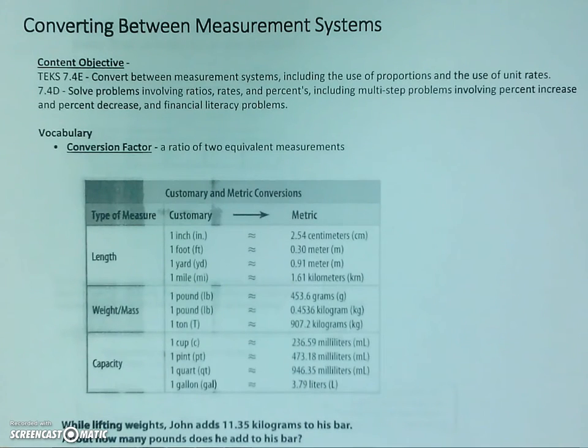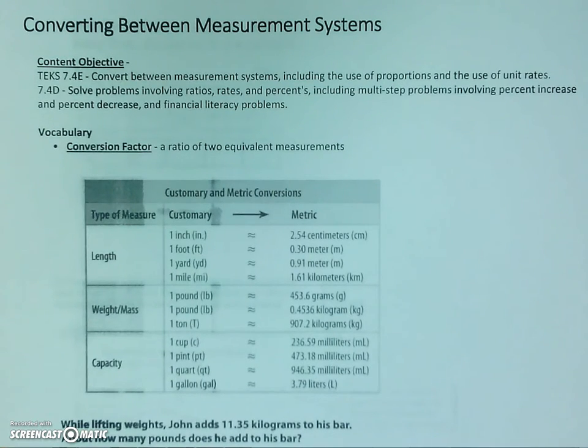Hey guys, here's our first set of secret notes. Remember, we're keeping it on the DL that we're doing this because not all my other classes are doing this, okay? So we're doing converting between measurement systems.